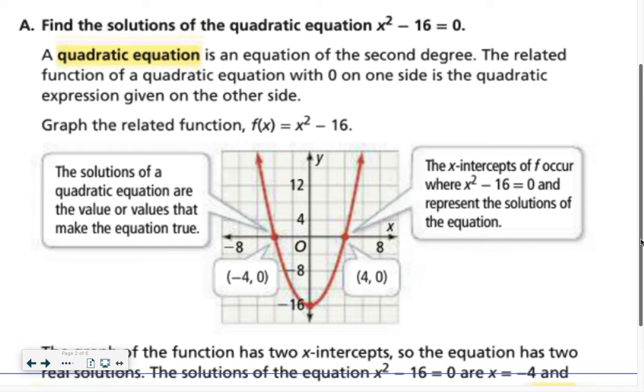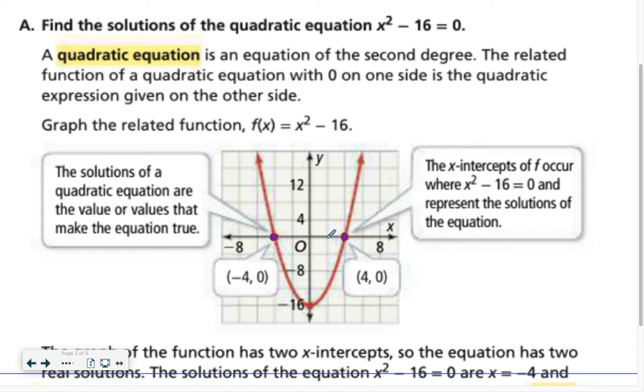Okay, and so the way that you can tell how many solutions a graph has just by looking at it is how many times it crosses the x-axis. And wherever it crosses, that is considered a solution. So if we look at this graph here, this is the graph of x squared minus 16. You can see the graph crosses at negative 4, 0, and positive 4, 0. Those are my two solutions. So if you're ever asked what are the solutions of a quadratic equation, it's wherever it crosses the x-axis.